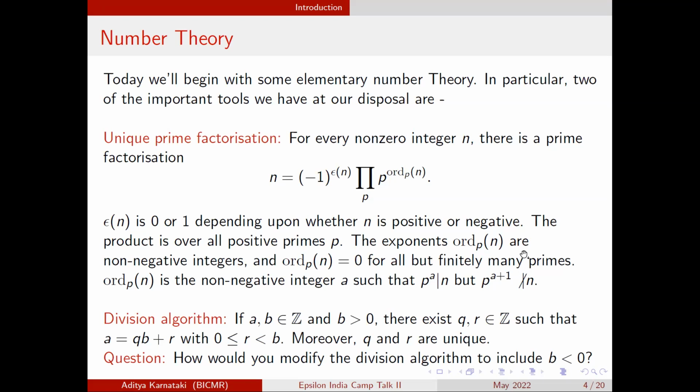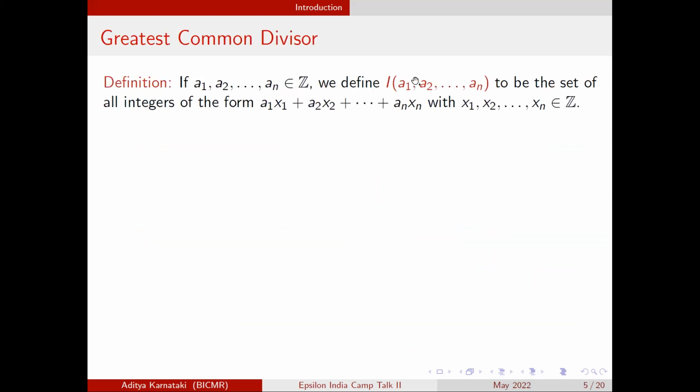These are the two important tools that I just wanted to recall: unique prime factorization and division algorithm. In many ways, I consider division algorithm to be much more fundamental than the unique prime factorization. So just keep that in mind. All right, so we're now going to talk about greatest common divisor. And here the proof that I have chosen to give is a bit different than what you may have seen. Maybe you have seen the same proof, I don't know, but probably this is a bit different.